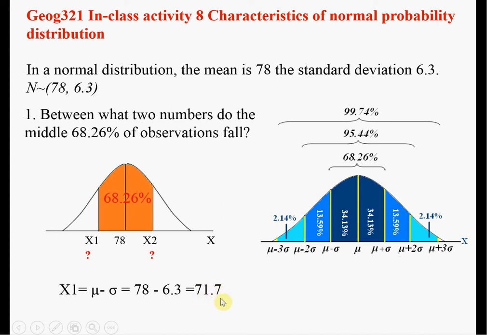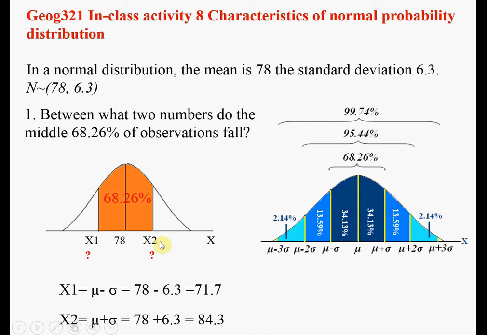So 71.7 should be the value that corresponds to one standard deviation below the mean. Following the similar principle, we know that x2 should be one standard deviation above the mean. So we use this formula to calculate x2: it should be a value where mean mu plus one standard deviation. Then you plug in the actual values of the mean and standard deviation, 78 plus 6.3, and that gives us 84.3. And so 84.3 should be this value that corresponds to one standard deviation above the mean.